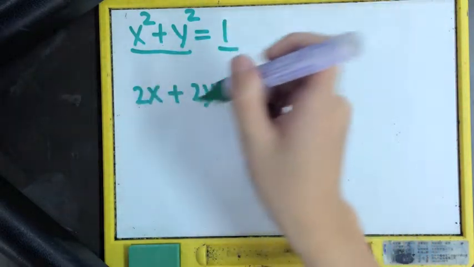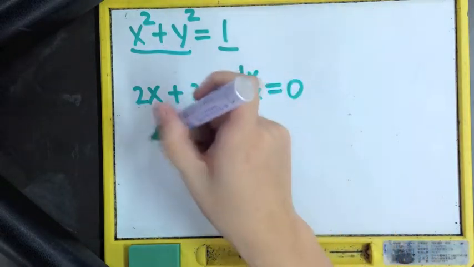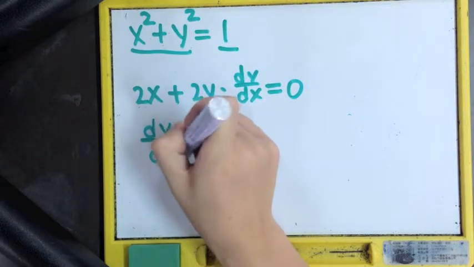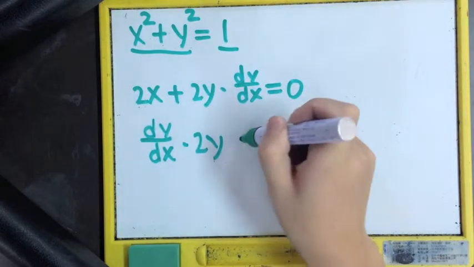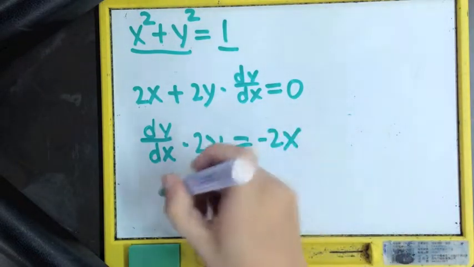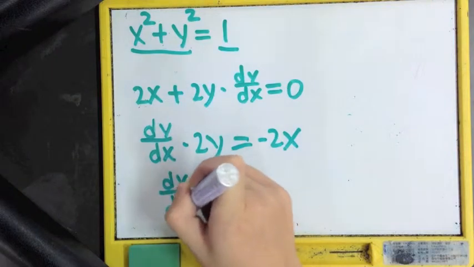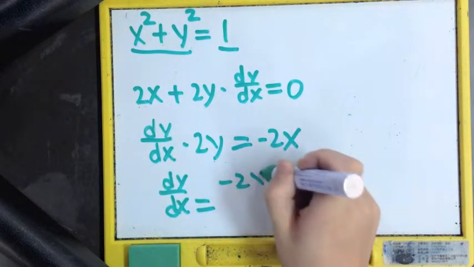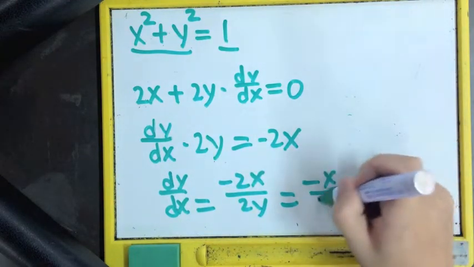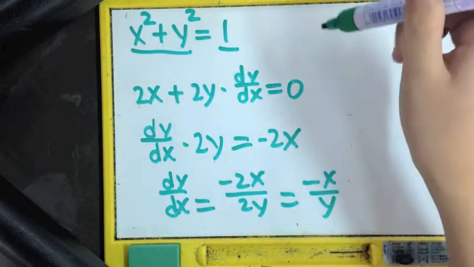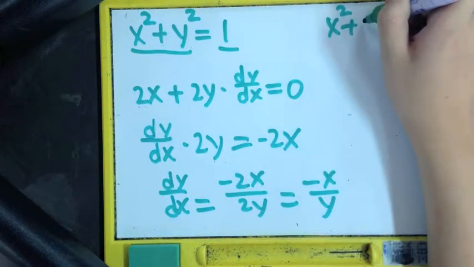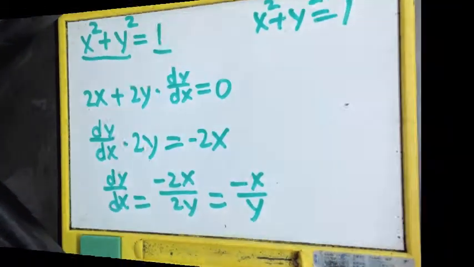And then the next step, we're going to put dy over dx on one side and the others on the other side. So it becomes dy over dx times 2y equals negative 2x. And then after we arrange it, dy over dx becomes negative 2x over 2y, which equals negative x over y. And that is the implicit derivative for the equation of a circle, x squared plus y squared equals 1.